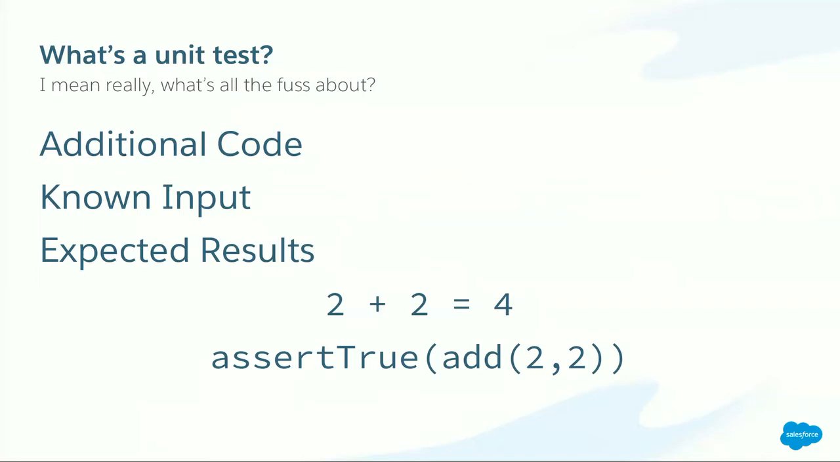So if we had a math method called add, we would say that add with the parameters 2 plus 2 should equal 4. All right, very good. So that's a positive unit test. We're going to put in good information. We're going to expect to get a valid result in the end.